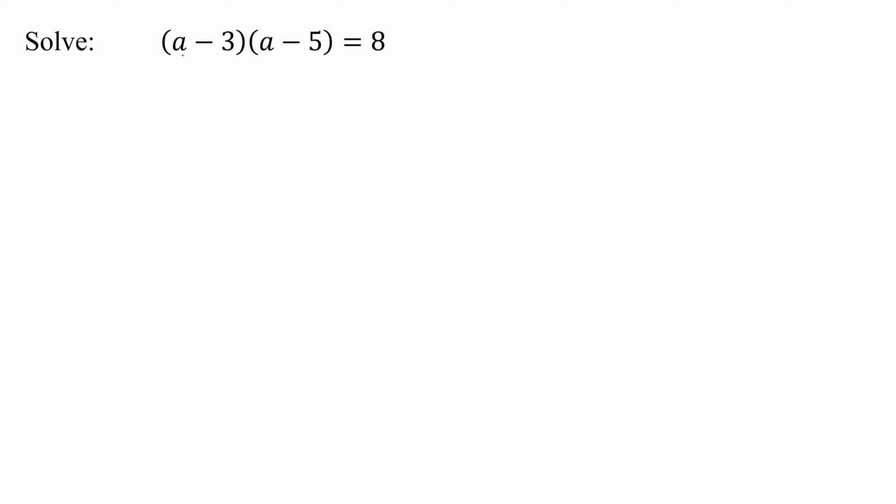So what I'm going to have to do in this problem is simplify the left-hand side by FOILing out these two binomials. So, FOIL. First, a times a is a squared. Outer, a times negative 5 is negative 5a. Inner, negative 3 times a is negative 3a, and last, negative 3 times negative 5 is positive 15. So that's my left-hand side, and that equals 8.